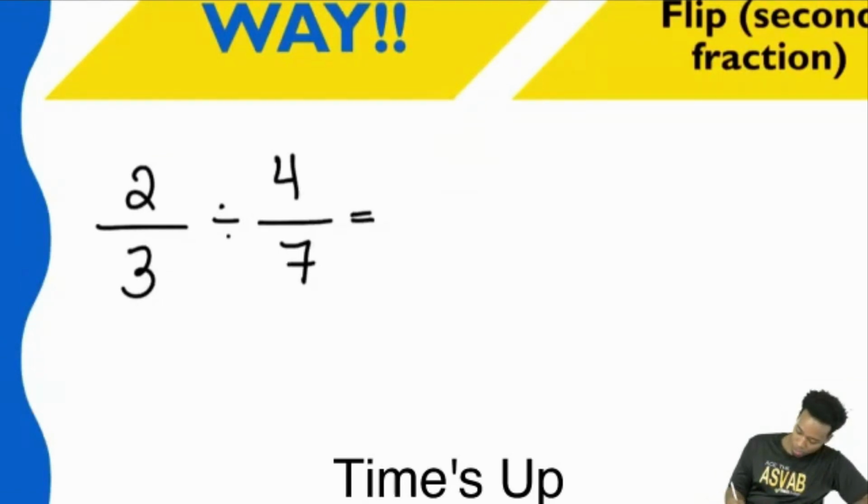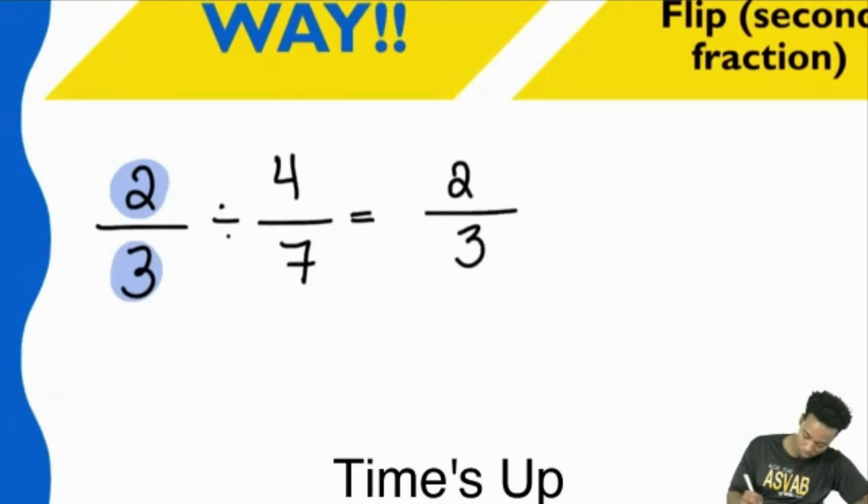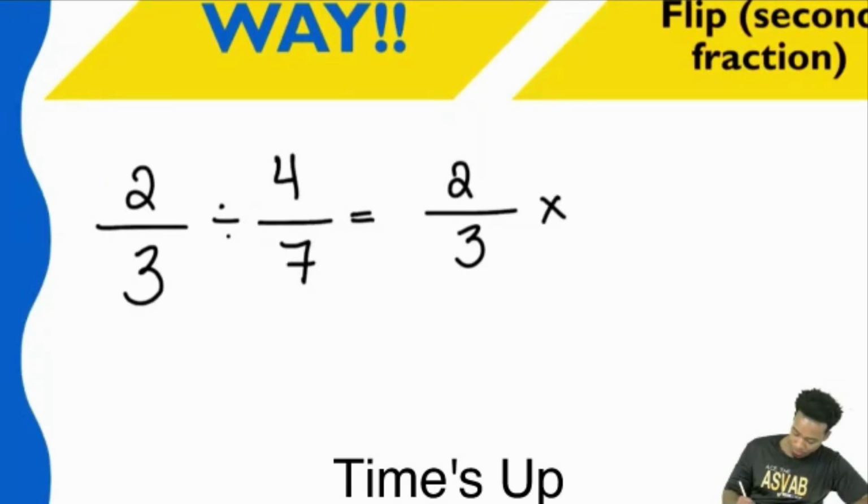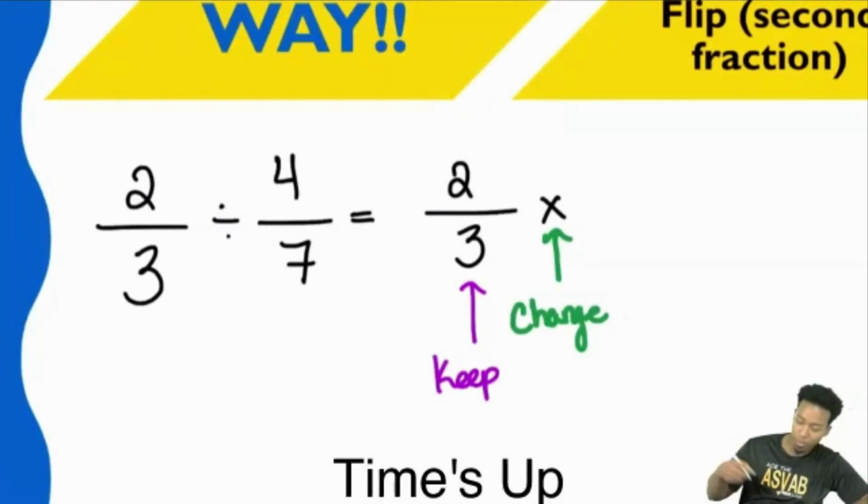So over here in blue, the 2 and the 3 stay the exact same. Literally stay the exact same, 2/3. Just to make it a little more illustrative, I'll write the multiply, because again, you keep this the same. Then you change the sign from division to multiplication. And then you flip the second fraction.